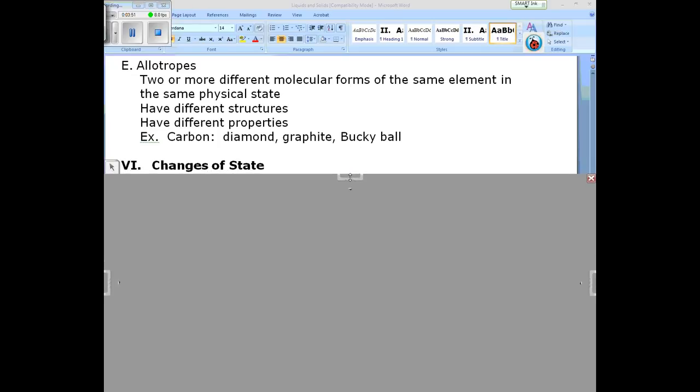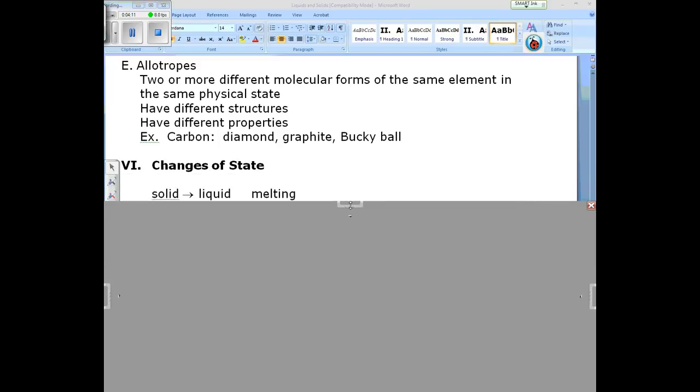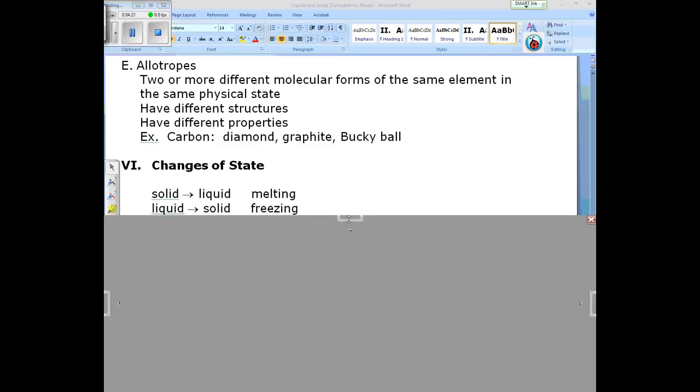Okay, now we're going to talk about changes of state. A lot of these you already know. And the best advice I have for you is to think about water when I ask you these. So, going from a solid to a liquid, what is that called? Melting. Good. What about going from a liquid to a solid? Freezing. Okay, and you know it doesn't have to be cold to freeze. That's just generally what we associate it with.